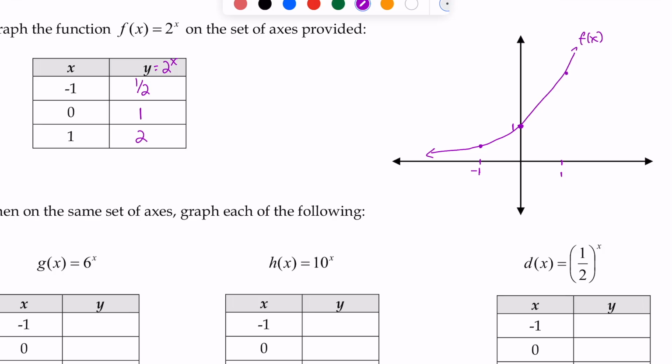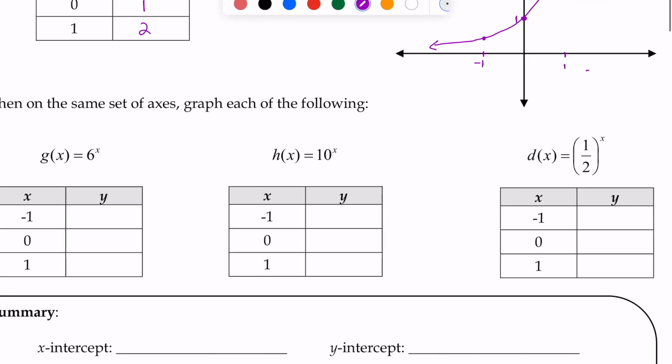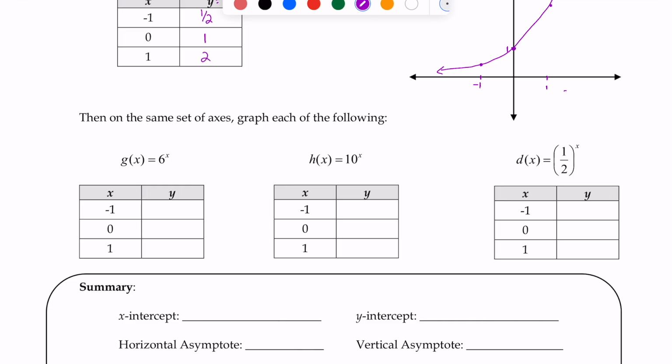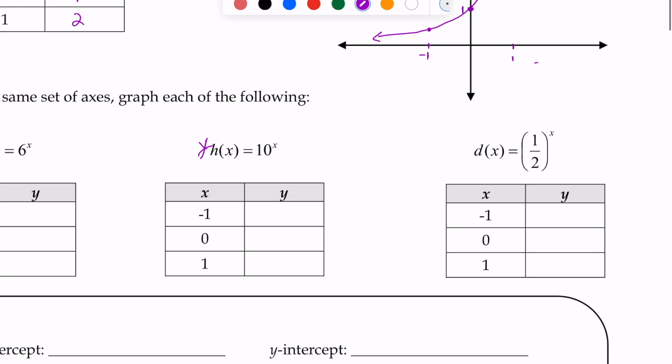And notice that I have arrows going on both sides of my graph. That's because I can keep plugging in numbers going negative and my graph will extend that direction. Likewise, I can go bigger x's and my graph will keep going up and up and up forever. So just so this lesson does not go on forever, I'm not going to graph these right here, but I just want to go right into d of x.